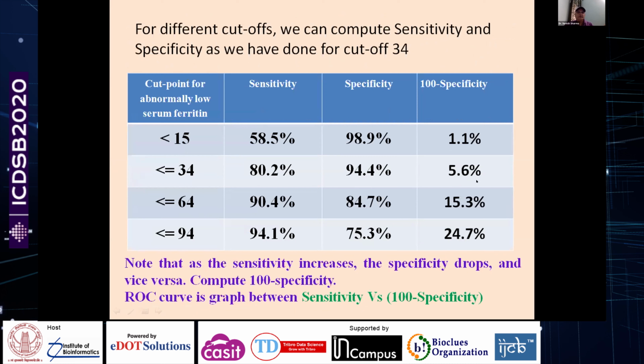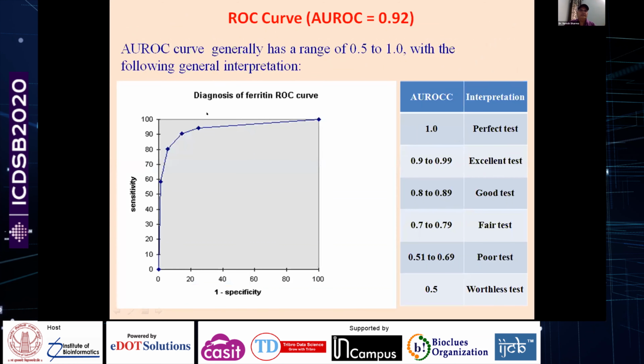And what is the ROC curve? The ROC curve is nothing but a plot with 100 minus specificity on the x-axis and sensitivity on the y-axis, and you will get this type of plot. And these are the indicators of how you can predict. Let's say your area under the curve is between 0.9 to 0.99, it is an excellent test. Between 0.8 to 0.89, good test, then fair test, and this is a useless test. So you can look at the diagnostic accuracy of your test.